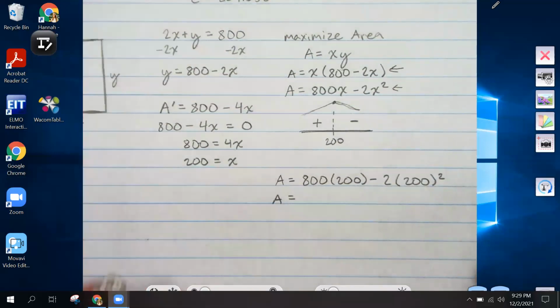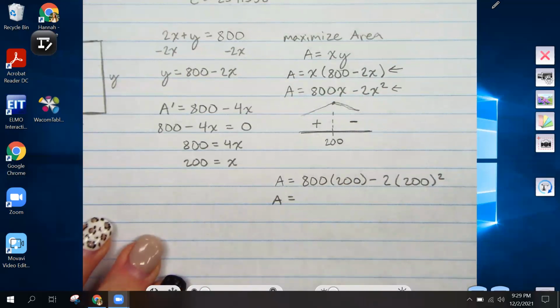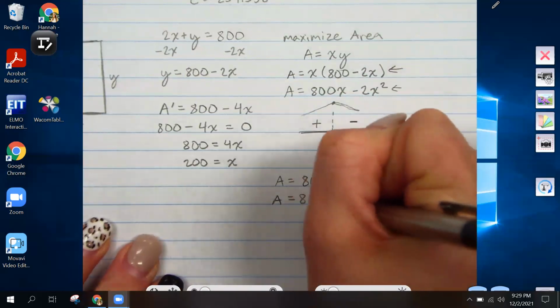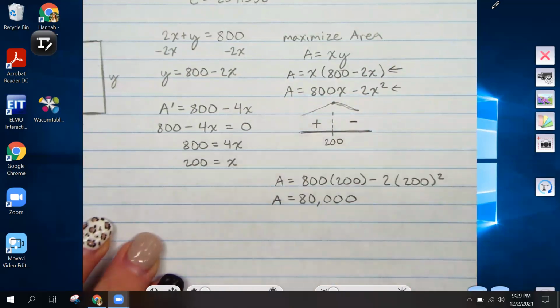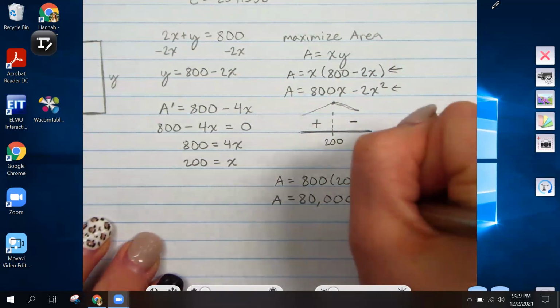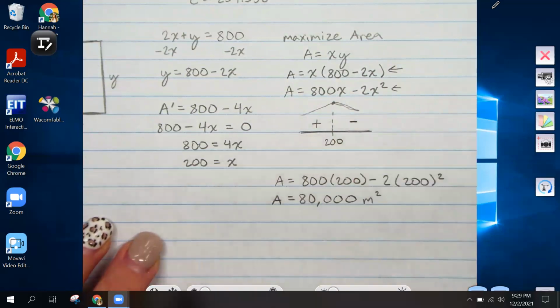Plug in your value for x. You can do this in your calculator. You should get a value of 80,000. And our area would be in meters squared. So the largest area that you could enclose with the 800 meters of wire would be 80,000 meters squared.